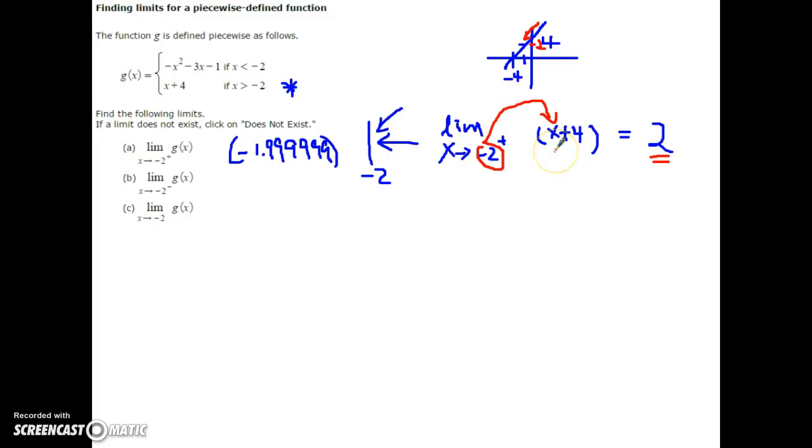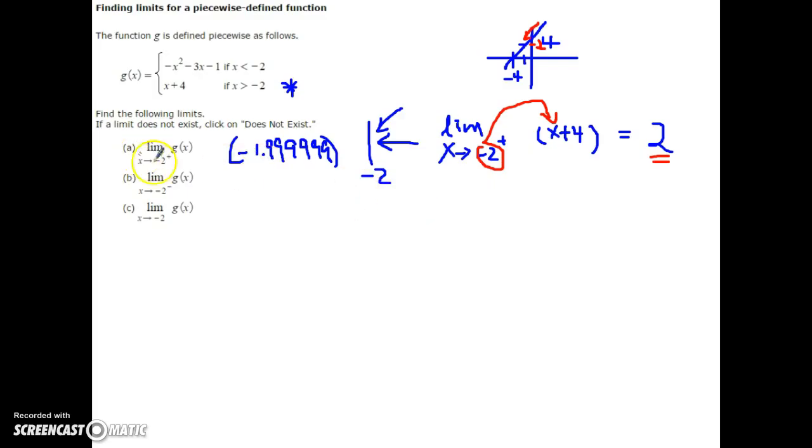Okay? But a technique, a quick way of finding what this is without the sketch, without using the graphing calculator, is to substitute the -2 in there. So that value is the limit.